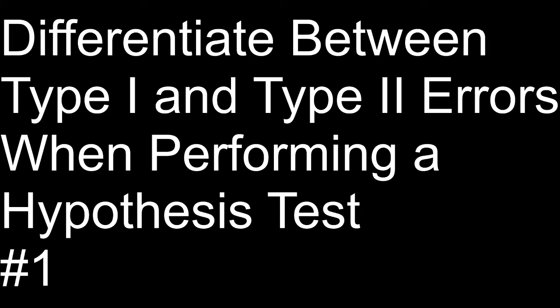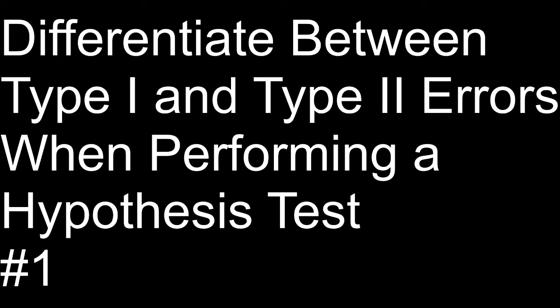This video is on the objective: differentiate between type 1 and type 2 errors when performing a hypothesis test. This is number 1, the first video I'm doing on a question related to this objective in your Newton-Alta homework. Now, I've already talked about type 1 errors before in previous objectives, previous videos.